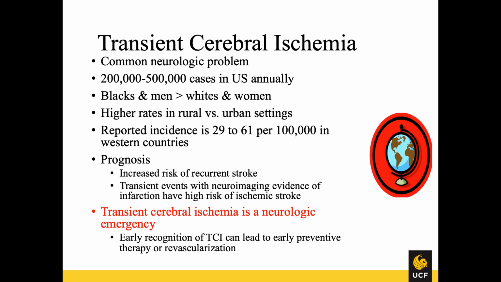The reported incidence is about 29 to 61 per 100,000 in Western countries. And we talked about there is an increased risk for recurrent stroke, and transient events with neuroimaging evidence of infarction have a high risk of being then diagnosed as an ischemic stroke. Transient cerebral ischemia is a neurologic emergency. We've already established that. And early recognition of TCI can lead to early preventative therapy or even a revascularization procedure, which we're going to talk about briefly in this lecture.